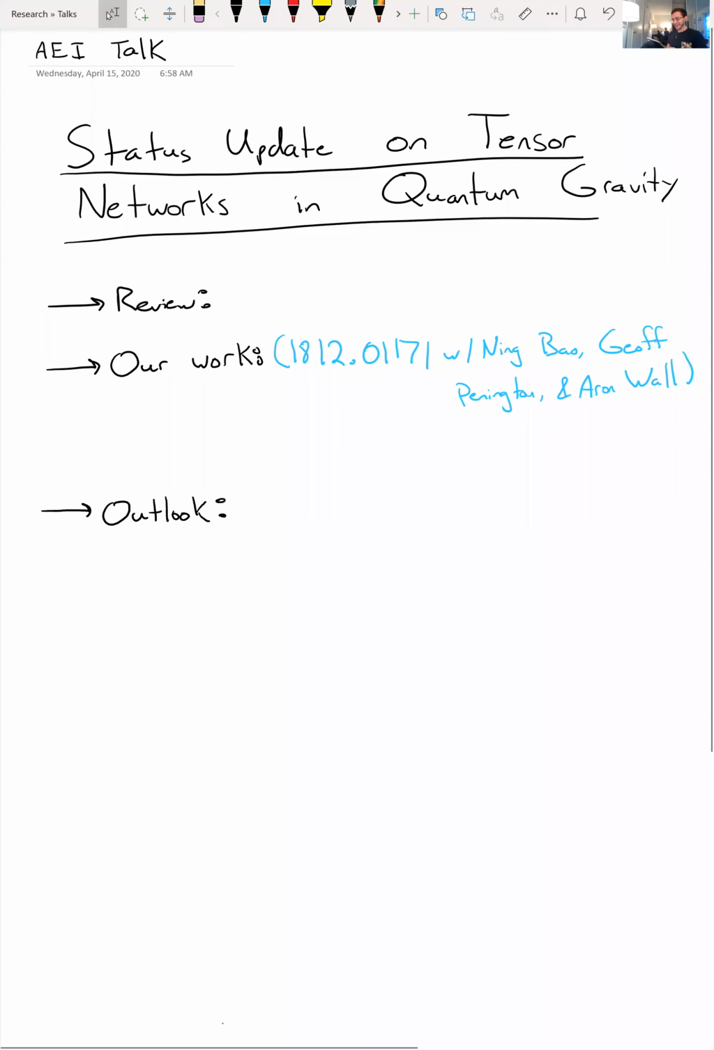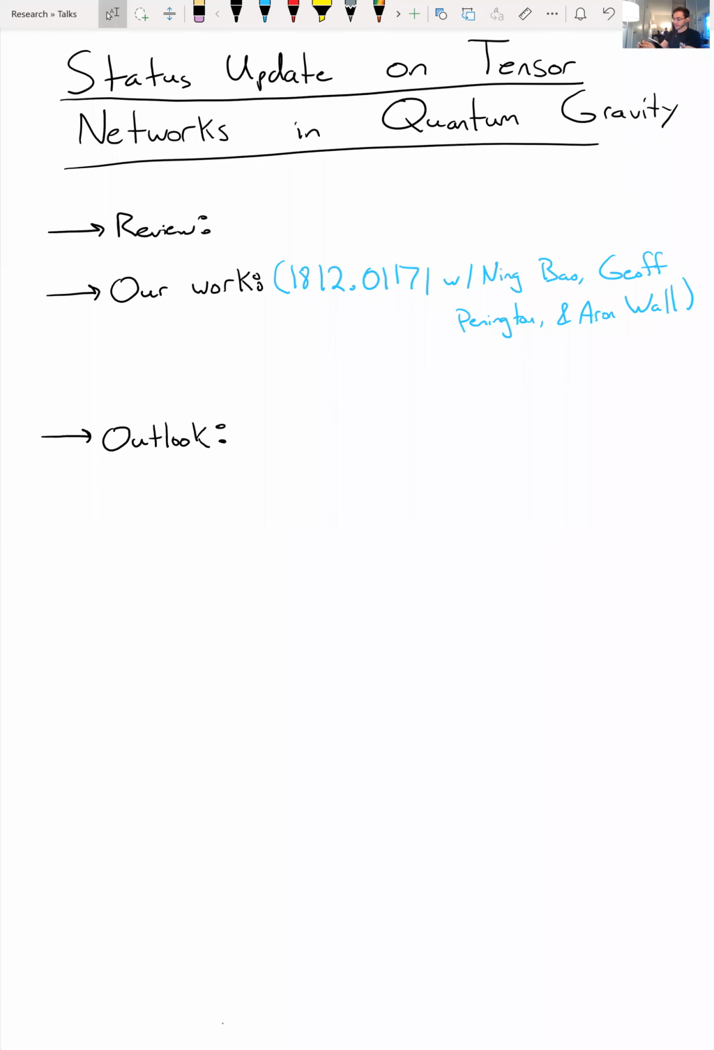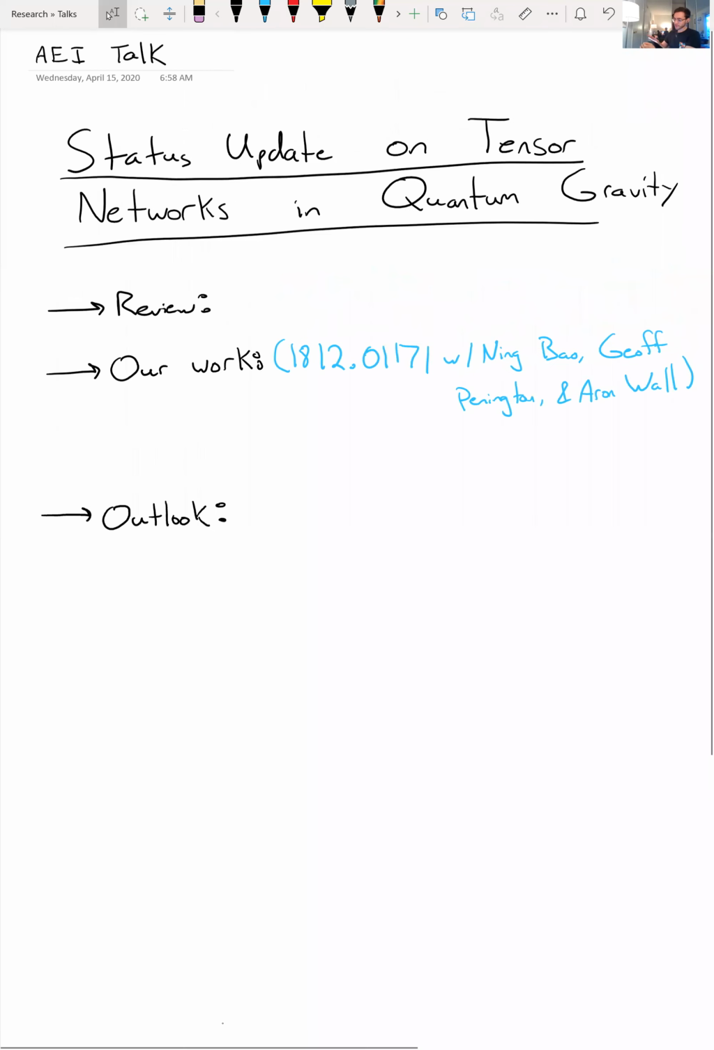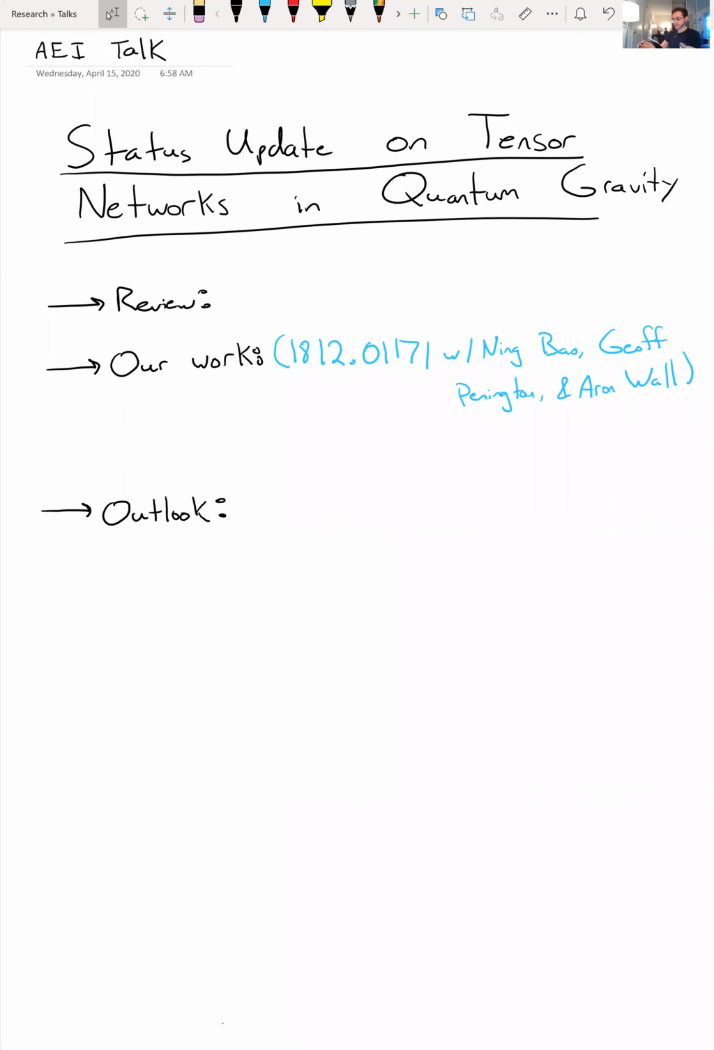I want to give a little bit of a disclaimer, which is that I don't work very actively on tensor networks right now. The paper I'm going to be mostly talking about is about a year old, and I think that a lot of other authors have made very interesting developments in tensor networks in the interim. So that inspires the title of this talk, the status update on tensor networks and quantum gravity.